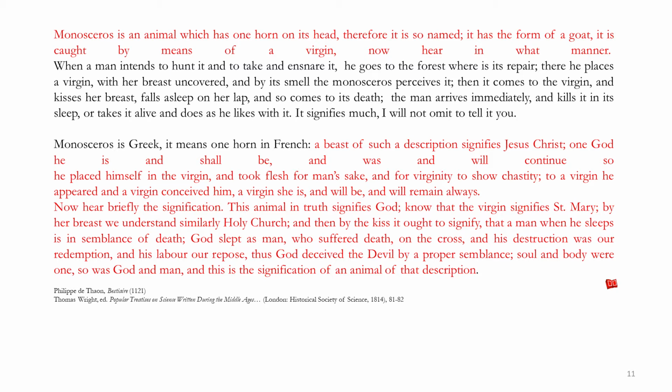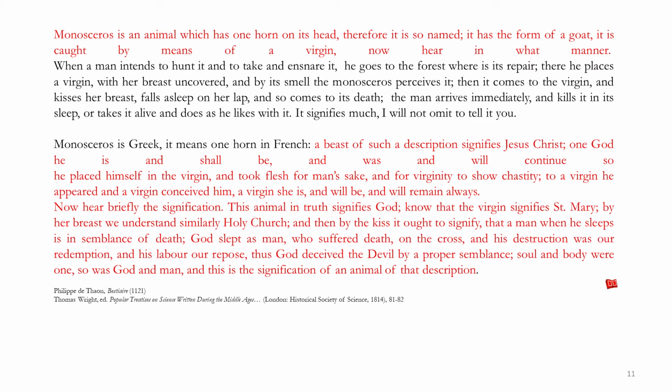Note one interesting thing here is that basically the virgin woman does not call for the unicorn, but rather her smell, her odor attracts the unicorn. This was a topic they often wrote about. And then the allegory, the allegorical interpretation. Monoceros is a Greek word. It means one horn in French. A beast of such a description signifies Jesus Christ.